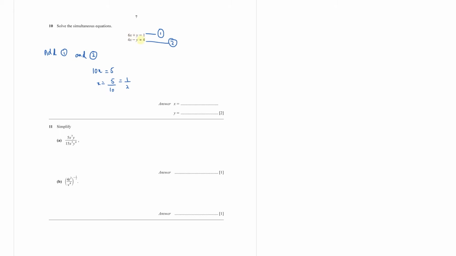Then you can use the first equation, equation 1, to find the value of y. So if we substitute x, so let's say 6x plus y equals 1. This is the first equation. Now substitute the value of x: 6 times 1 over 2 plus y equals 1. So 2 1s are 2, 2 3s are 6. So y would be equal to 1 minus 3, which equals negative 2. So y equals negative 2 and x equals 1 over 2 here.